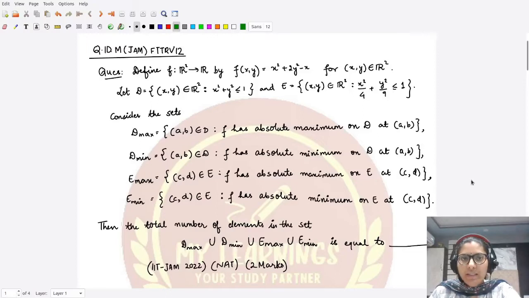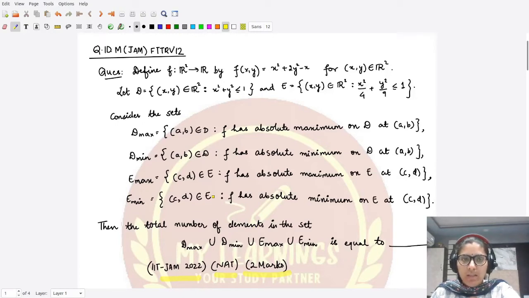In this video, we shall be looking at another question from IIT-JAM 2022. This is a numerical answer type question and it is of 2 marks. So here, let's first see what this question is, and then we'll be talking about its concept and solution technique.